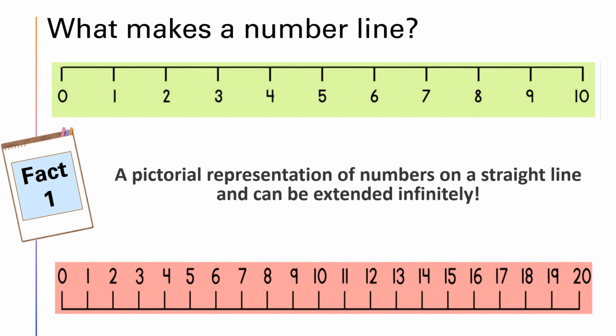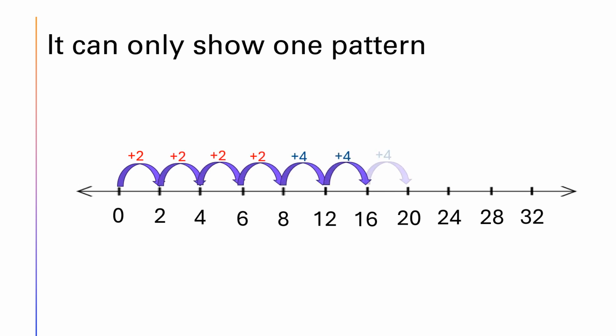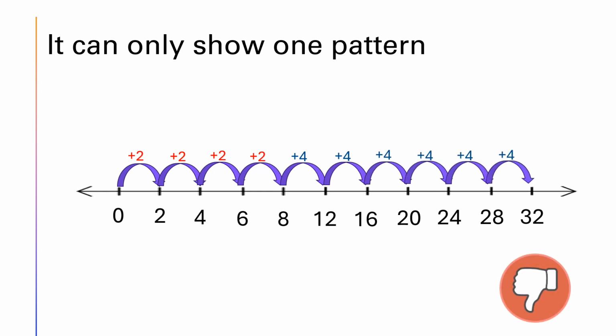The numbers are placed sequentially, spaced out equally along its length, and these can be extended in any direction. A number line, however, can only show the numbers pertaining to one pattern or sequence. For example, I cannot have a number line that initially shows numbers set out in twos and then changes to the pattern of fours.